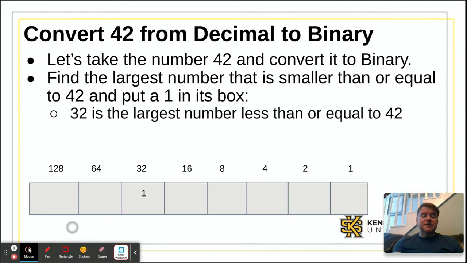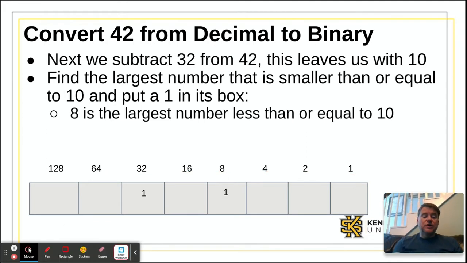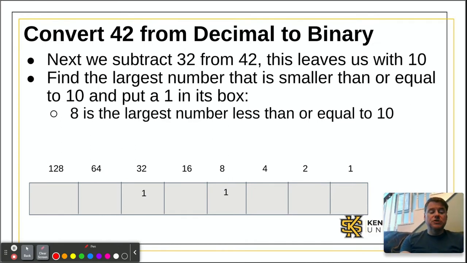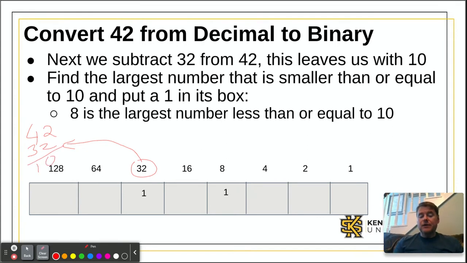The next step is we need to take 32 and subtract it from 42. Now, why are we subtracting 32 from it? So the original number that they were asking us to convert was 42. We have found something that's going to use 32 of that, so we take 32 off it, and that leaves us with 10. And then we repeat the process. Find the largest number that is still less than 10. And the answer to that is 8. So you put a 1 in that box. And then we're going to repeat the process again.